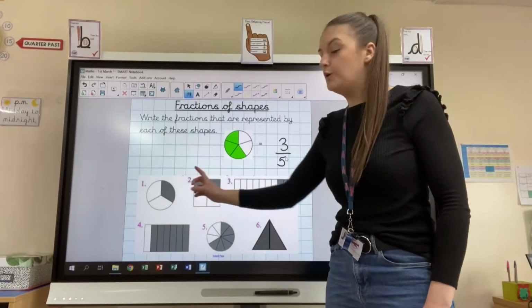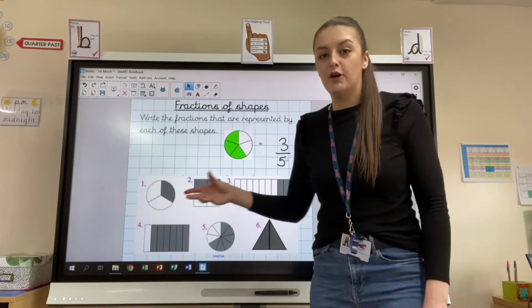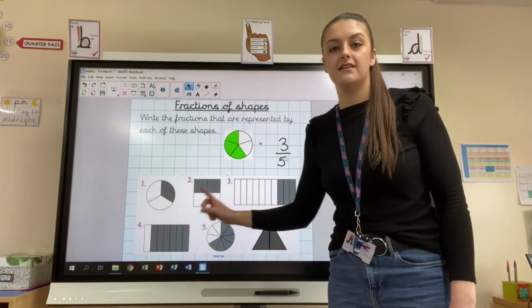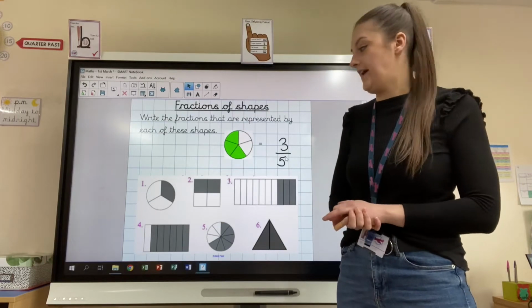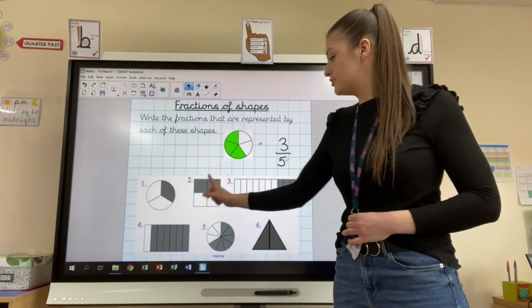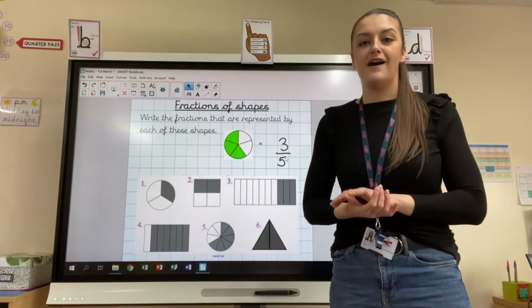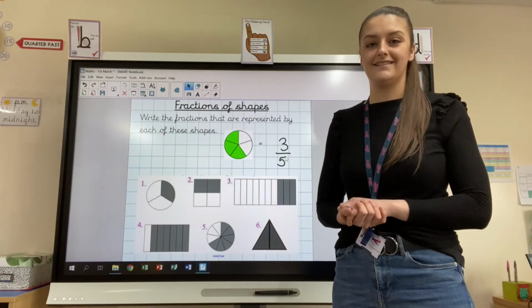So I'd like you to pause the video now and in your purple book or on your whiteboard, tell me the fractions that are represented, that are shown in each of these shapes. So there's number 1, 2, 3, 4, 5 and 6. So pause my video and have a go at that.